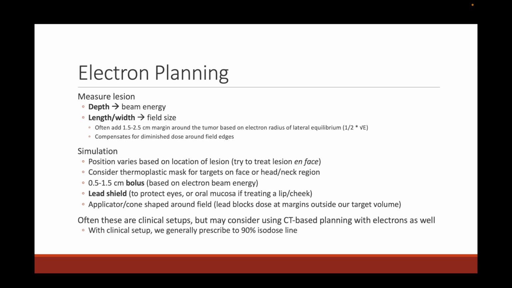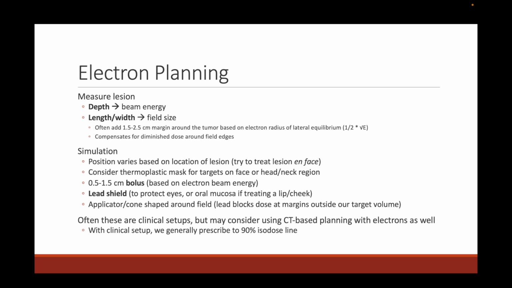Remember, we try to treat the lesion en face. So whatever we have to do to make that happen. We can rotate our gantry as we need to, but we also might need to rotate the patient and have them either lie on their side, lie on their belly, or lie on their back. It just depends on where we are treating. For targets that are in the face or in the head and neck region, we will often consider a thermoplastic mask.